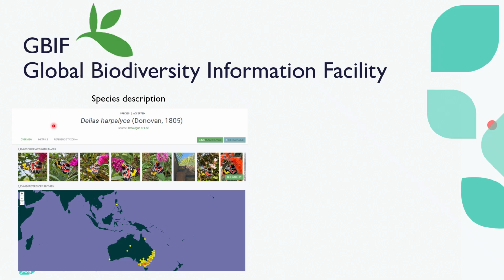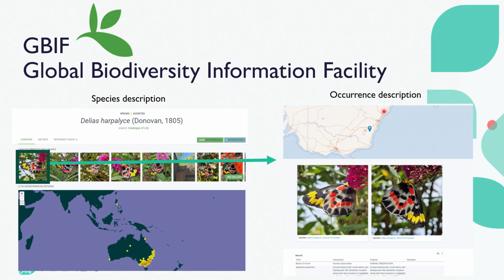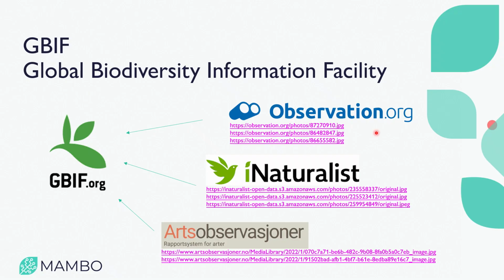What we can see here is a view of a species page on this website. Occurrences of a certain species are listed here, some being associated with images. Clicking on one of these images opens the occurrence webpage of this specific individual. And we can see that this individual has been associated with 2 images. What I would like to point out here are the 2 links below these images, because the GBIF website is actually not hosting these images, but pulling them from other websites, such as observation.org or iNaturalist.